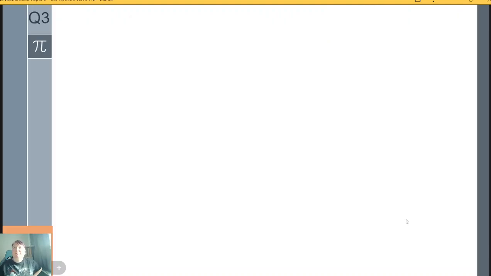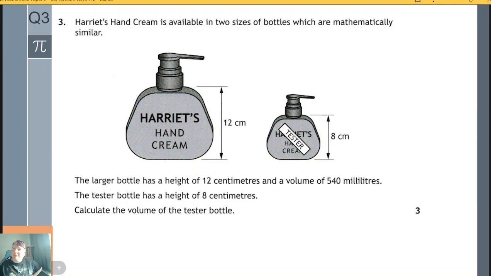Okay. Question 3. Harriet's hand cream is in 2 sizes of bottles which are mathematically similar. So we're dealing with similarity. The larger bottle has a height of 12 centimeters and a volume of 540 centimeters cubed. The tester bottle has a height of 8 centimeters. Calculate the volume of the tester bottle.